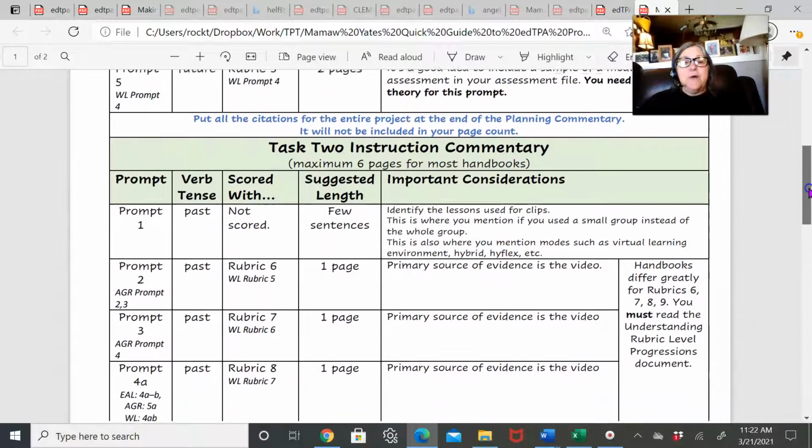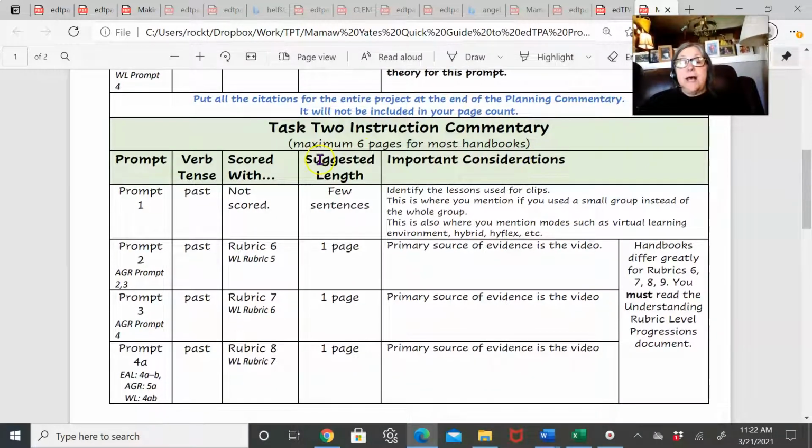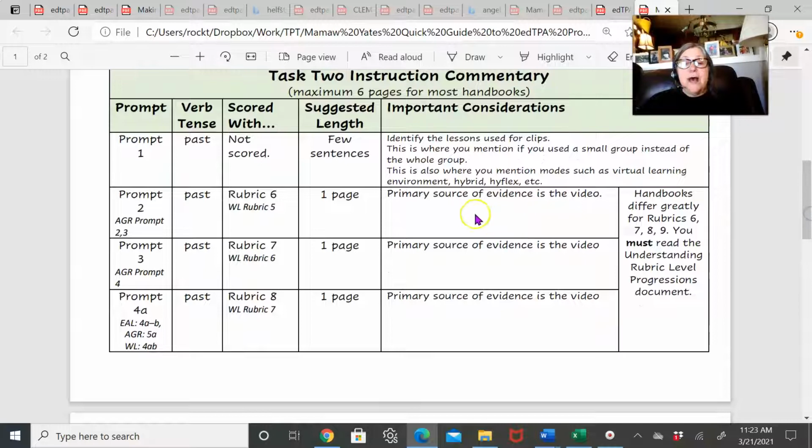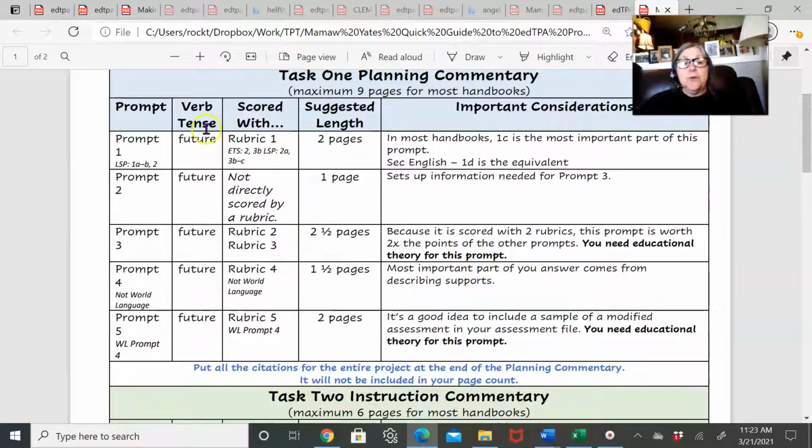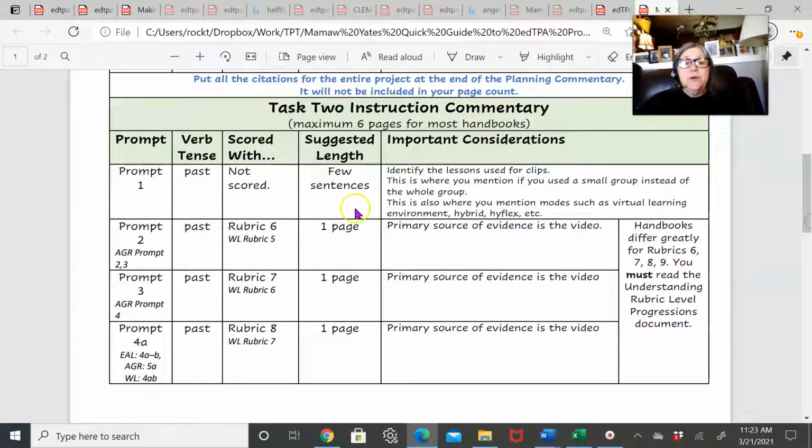Some other things you need to know about task 2. Most of the time, there's a maximum of 6 pages for your handbook. That is because the primary source of evidence for rubric 6, 7, 8, and 9 is the video itself. So I've noted that here. You're always writing in the past tense in Task 2. That's different from Task 1 where you're writing in the future tense. Everything is planning what you're going to do. So task 2, you've got these past tense.